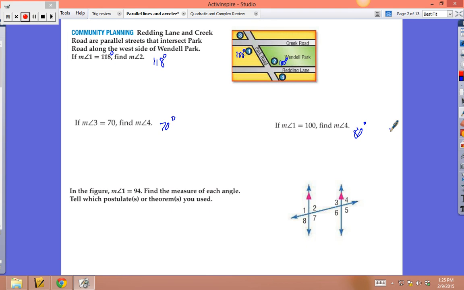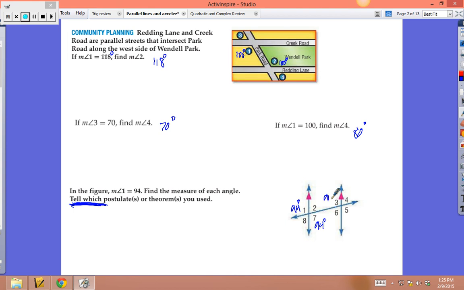Okay, this bottom one, if I give you one angle, can you find all the rest? They want you, and I'm not going to write them down, but I'll just speak through them, to tell your reasoning behind why you say that. So one I'm going to put in is 94. Okay, that means 7 is 94, and the reason is they're vertical angles, and vertical angles are congruent.